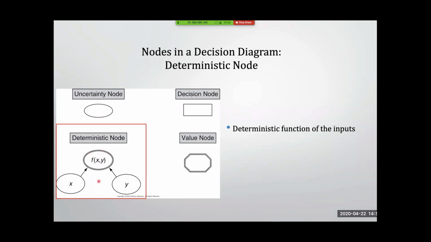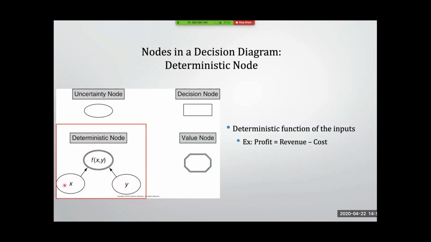Okay? So over here, we have a deterministic node called f(x,y), and there are two uncertainty nodes sending arrows into it, okay? So this deterministic node represents a deterministic relationship or a deterministic observation. For example, this node could represent something called profit, and then this node could represent something called revenue, and this node could represent something called cost. You are uncertain about the revenue. You are uncertain about the cost.